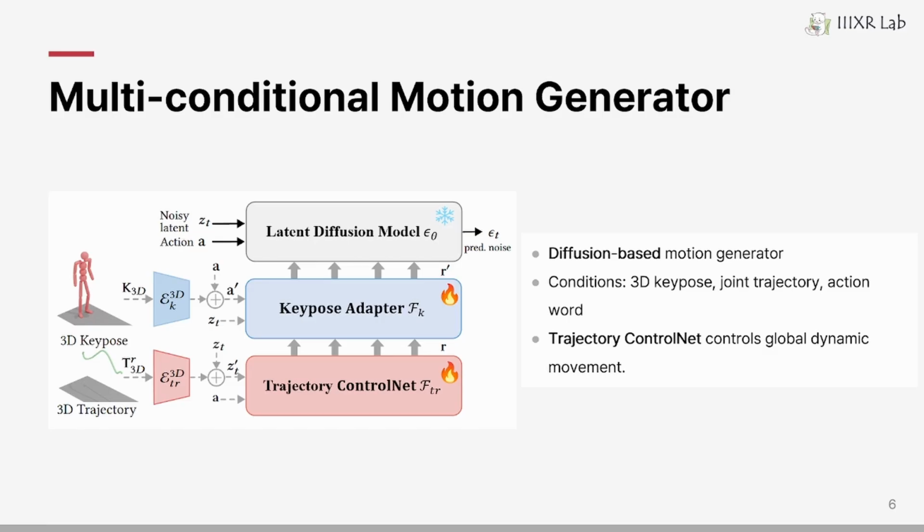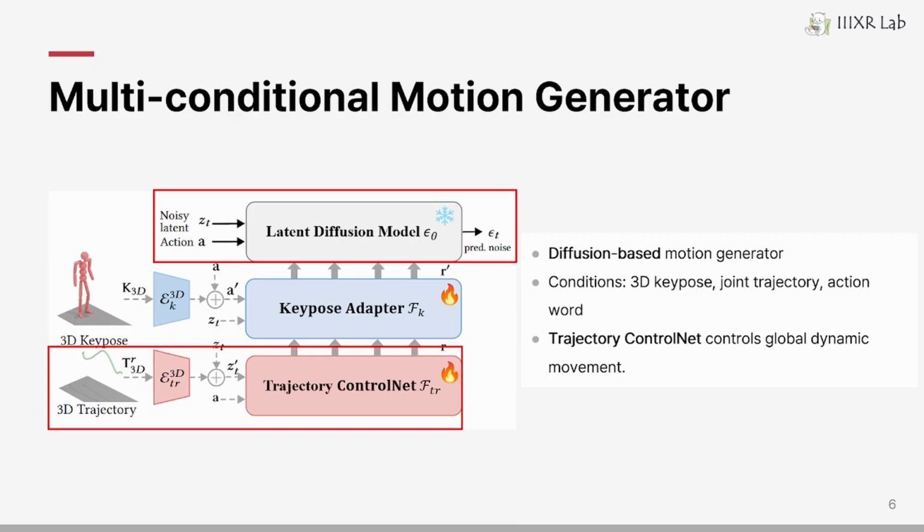Let's first look at the multi-conditional motion generator, which is the core of the motion synthesis process. This module is built on a diffusion-based motion generator. It uses 3 types of conditions: the 3D key pose, joint trajectory, and action word to guide the generation process. Within this model, a component called trajectory control net manages the global dynamic movements, ensuring that the motion follows the intended trajectory defined by the 2D sketch.